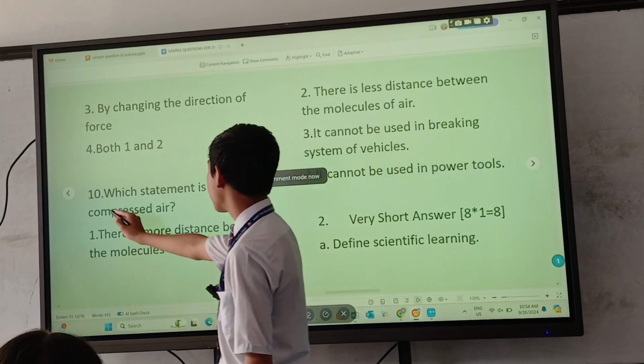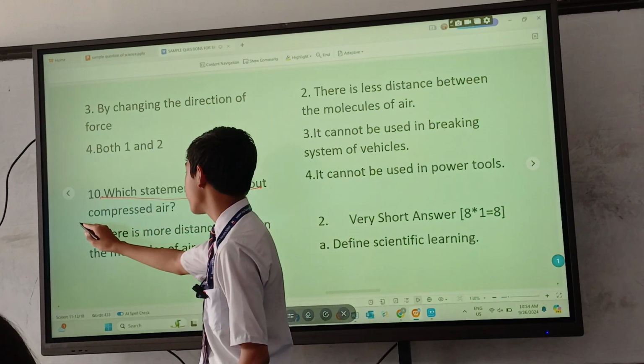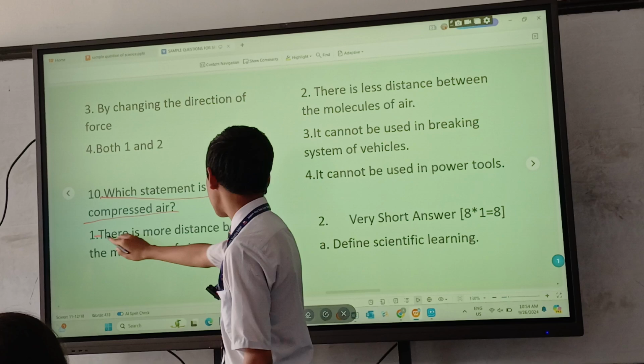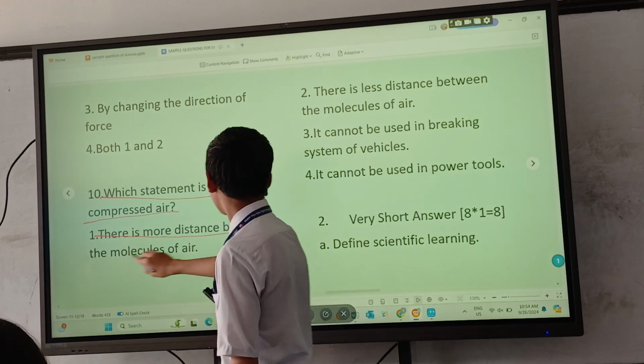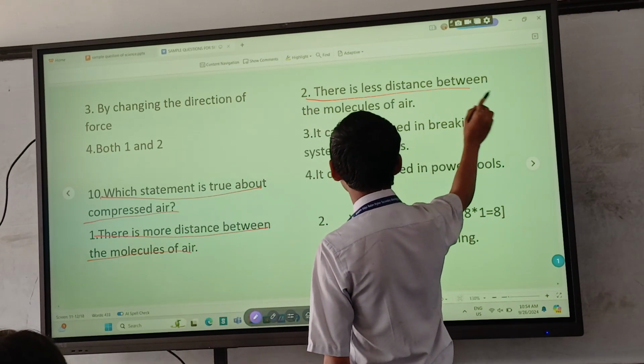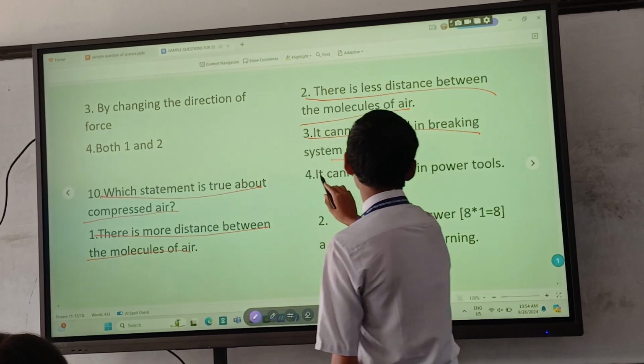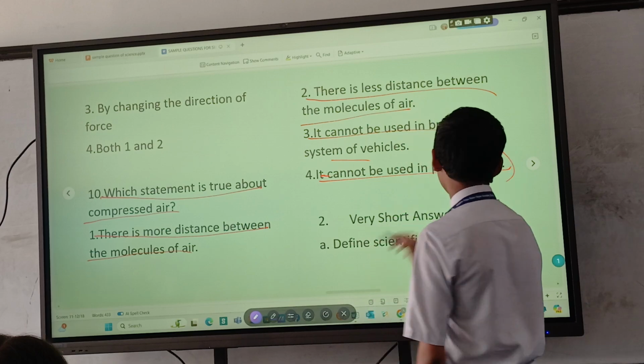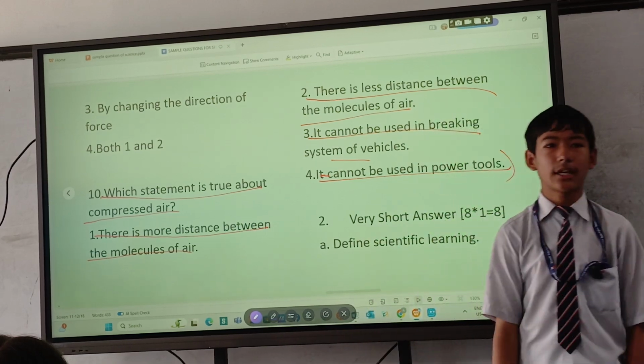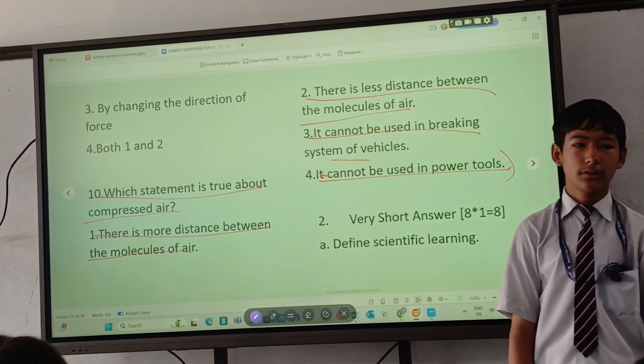So the 10th question given here is, which statement is true about compressed air? There is more distance between the molecules of air. There is less distance between the molecules of air. It can be used in the braking system of vehicles, and it cannot be used in power tools. So which one of the following answers can be suitable for this statement?